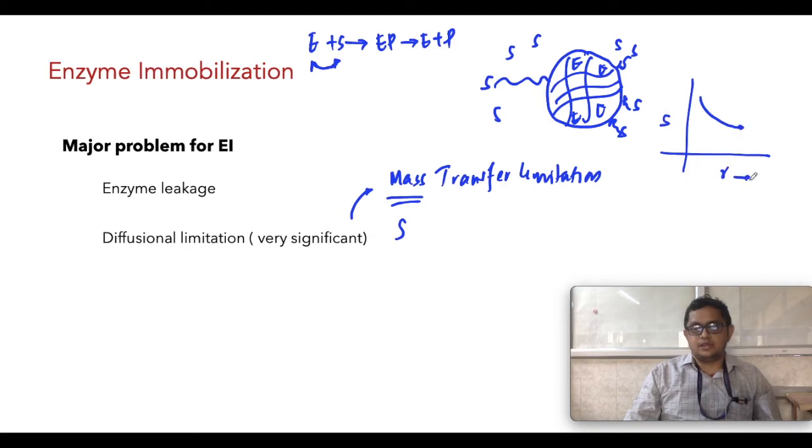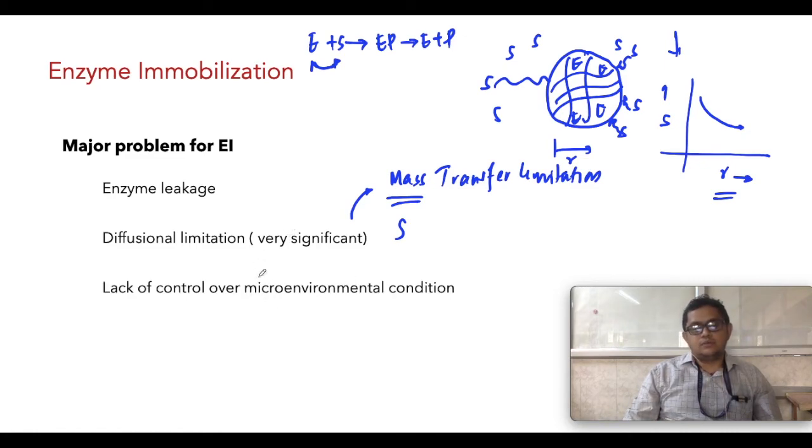So this is the radius of the bead. Here the x-axis is radius, and the y-axis is substrate concentration. As the radius progresses, your substrate concentration keeps reducing from the periphery of the beads. This is what we call a mass transfer limitation. There are different kinetics, or different models, to predict how this substrate limitation affects the enzyme activity.